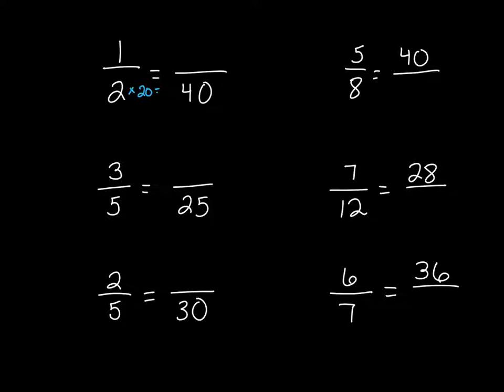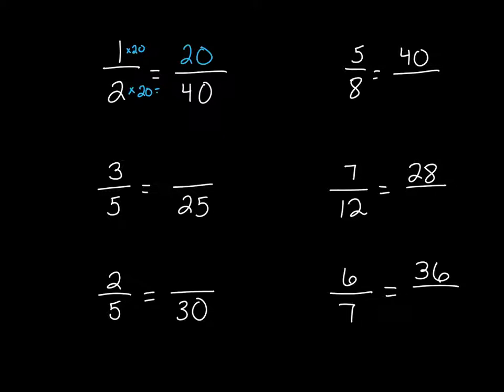So remember, as we saw in the last examples, in order to make an equivalent fraction, I have to multiply the numerator and denominator by the same number. So since the denominator is being multiplied by 20, I multiply the numerator by 20. And that gives me 20.